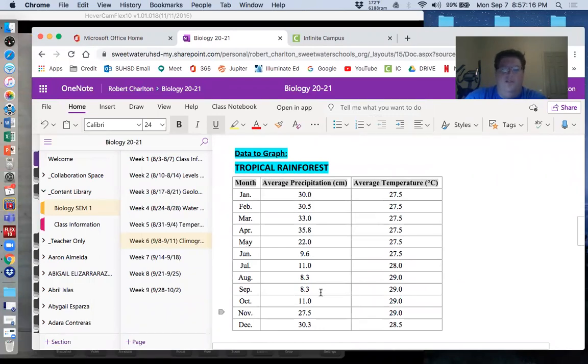I give you the months. I give you the precipitation, so how much it rains in the rainforest, and then the average temperature of the rainforest. So again, last week we did just temperature. The week before that, we did just precipitation. Now you're doing both of them together.